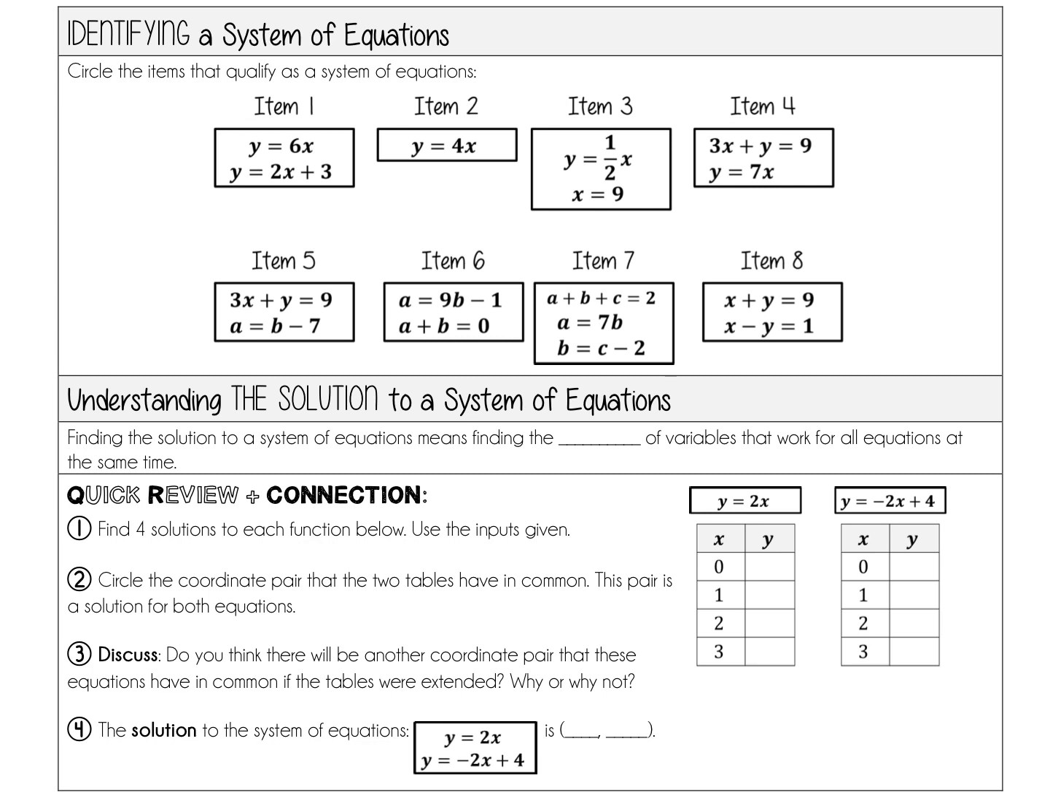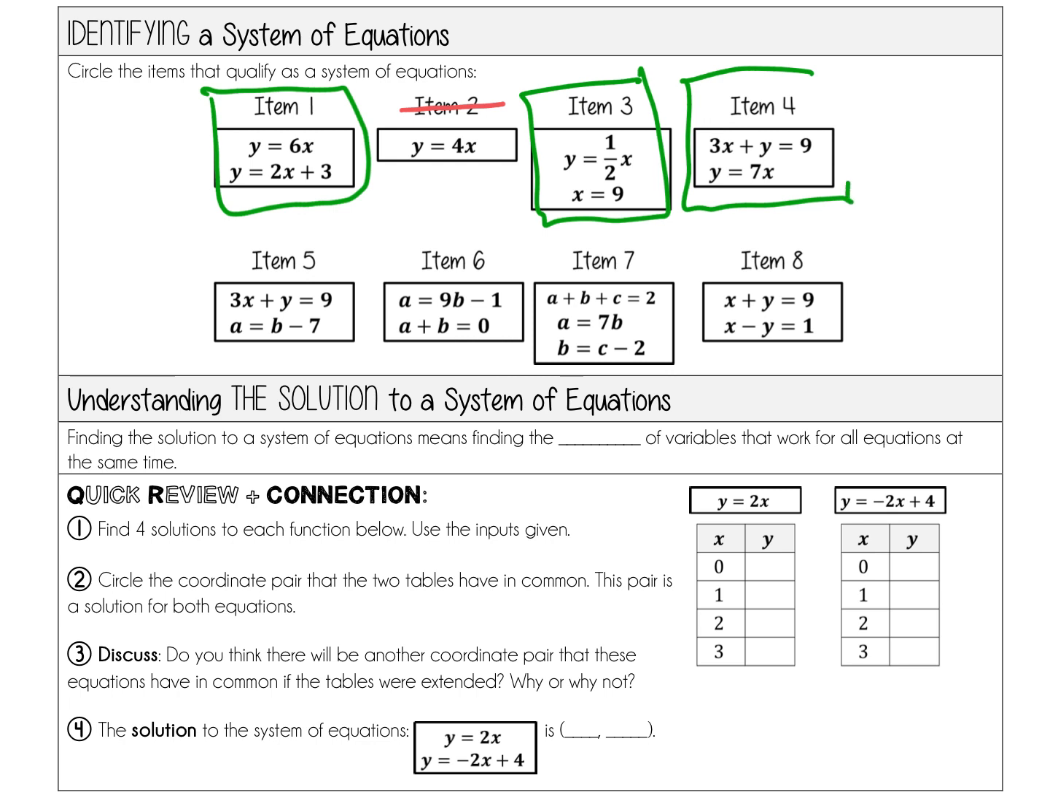Next, let's try identifying systems of equations. We are going to circle the items that qualify as a system of equations. Item 1, y equals 6x and y equals 2x plus 3, is a system of equations. Item 2, y equals 4x, is not a system. It is just a normal equation. Item 3, y equals 1/2 x and x equals 9, is a system of equations. Item 4, 3x plus y equals 9 and y equals 7x, is also a system of equations.